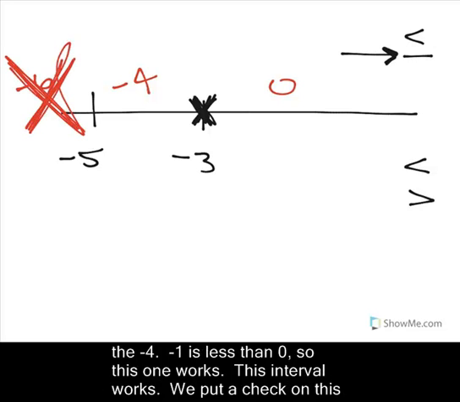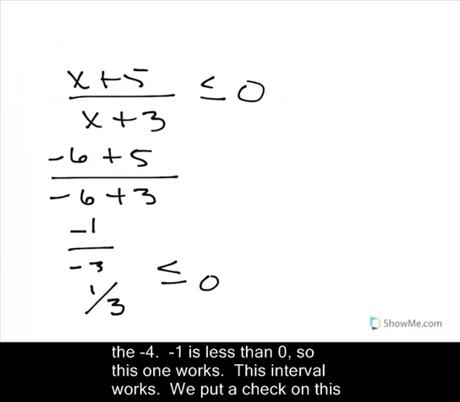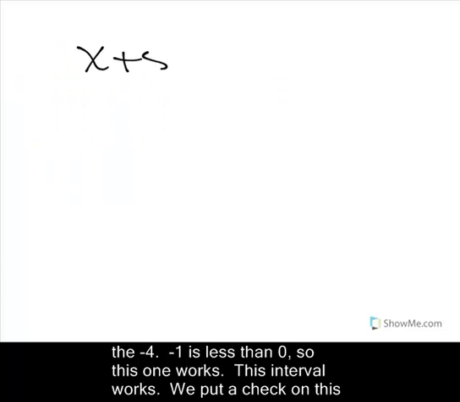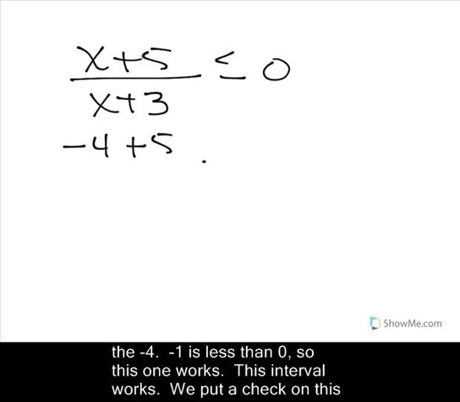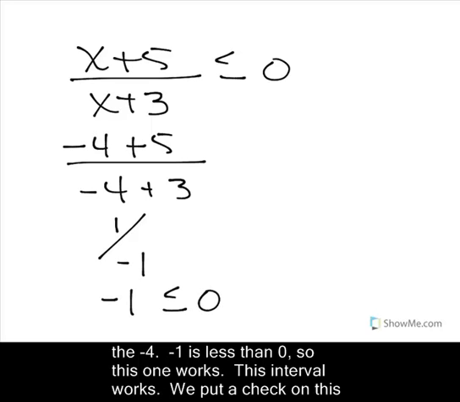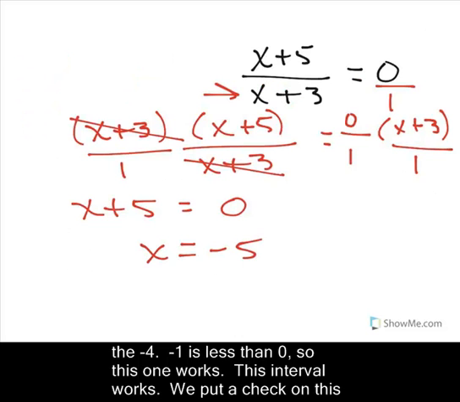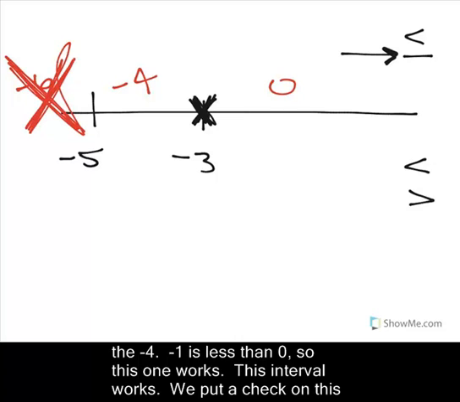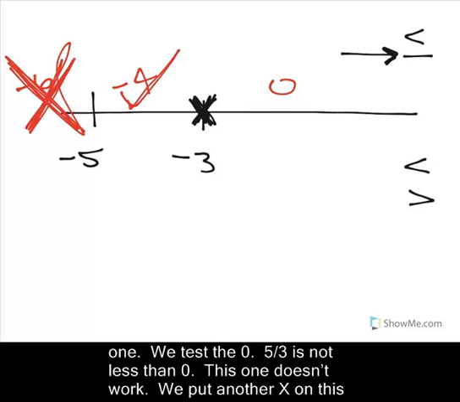Let's check that -4 and see if it works. So let's go back to our original problem, and we're going to put -4 in there. So we've got -4 plus 5 is 1, -4 plus 3 is -1, -1 is less than 0, so that one works. Let's go back to our number line. That one does work, so we're going to put a big check mark on this one.